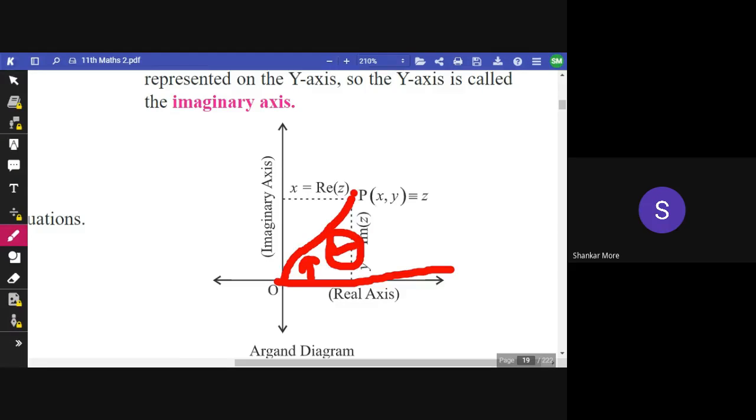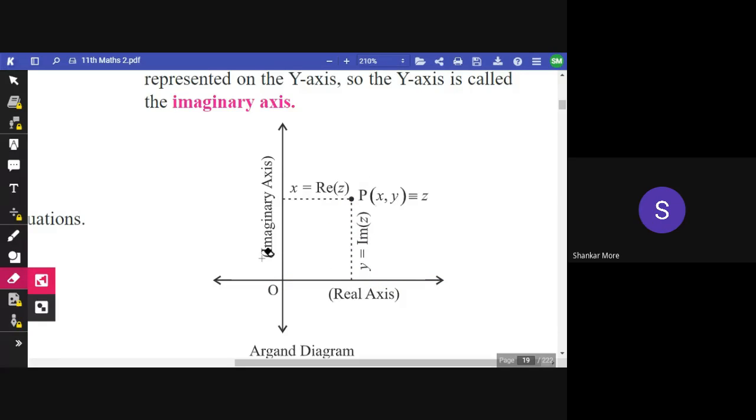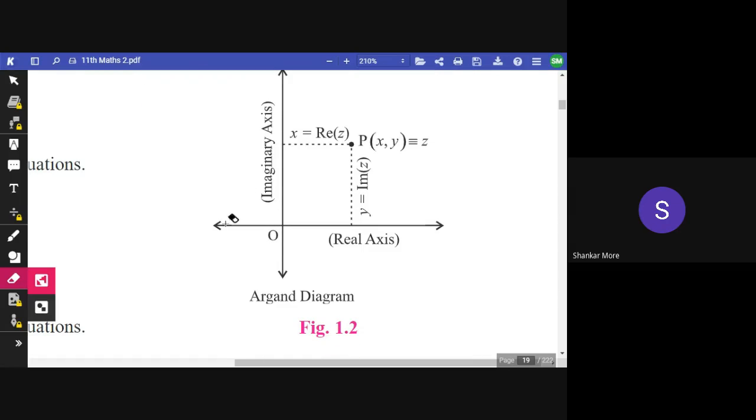Sir, why not plus or minus 10? See, this is a length. Length cannot be minus. Length can never be minus. You know that, na? This is the length between O and P. This is the distance, correct? So distance is always positive. It's never negative. That's why it's 10. Good doubt. Very good.